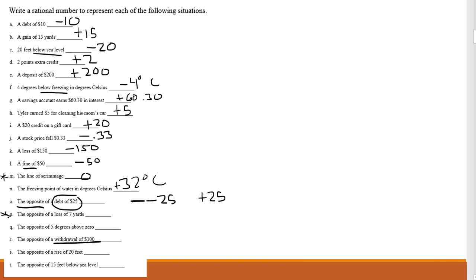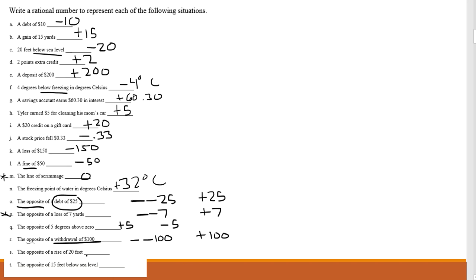For P, the opposite of a loss of 7 yards. So if it's a loss of 7 yards, that's going to be negative 7, but the opposite of a negative 7 would be a positive 7. Q, the opposite of 5 degrees above 0. If it's 5 degrees above 0, that's going to be positive 5, but then the opposite of a positive 5 would be a negative 5. Okay, let's look at R. The opposite of a withdrawal of $100. So if there's a withdrawal of $100, that's going to be a negative 100, but then the opposite of that would actually be a positive 100.